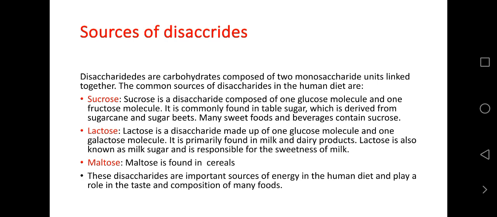Lactose is a disaccharide made up of one glucose molecule and one galactose molecule. It is primarily found in milk and dairy products, and it is also known as milk sugar, responsible for the sweetness of milk. Maltose is found in cereal. These disaccharides are an important source of energy in the human diet, and they also play a role in the sweetness and composition of many foods. So these are the sources of disaccharides. Here we are discussing individual sources of disaccharide like sucrose, lactose and maltose.